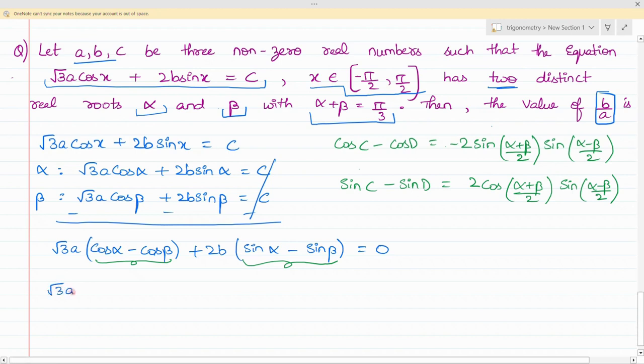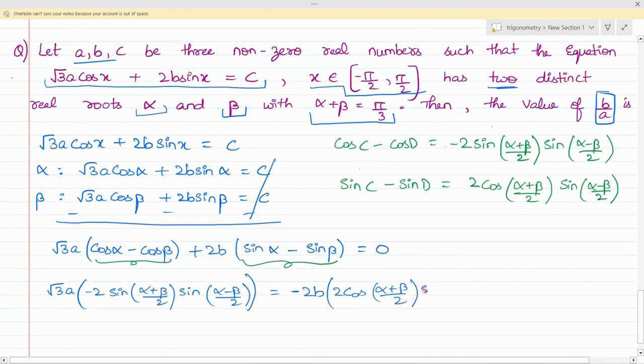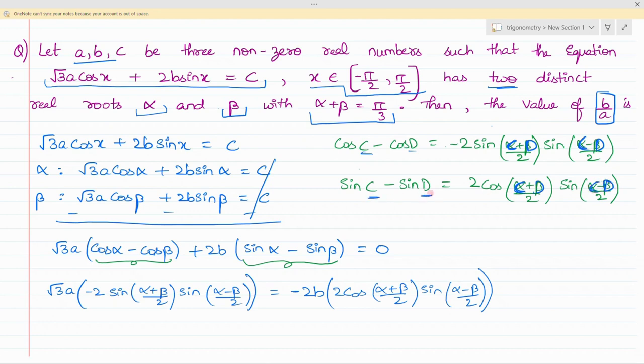You can write it as root 3a times minus 2 sin alpha plus beta by 2 sin alpha minus beta by 2. I'm just taking this whole term to the RHS side, it becomes minus 2b into sin c minus sin d, that is 2 cos alpha plus beta by 2 sin alpha minus beta by 2. Actually, here it will be sin c plus d because we are talking about angles c and d, right? So just make this correction. Here also it becomes c plus d. Here it is c minus d because we are talking about angle c and d. Now, if you observe, minus 2 and minus 2 get cancelled, and sin alpha minus beta by 2 gets cancelled.